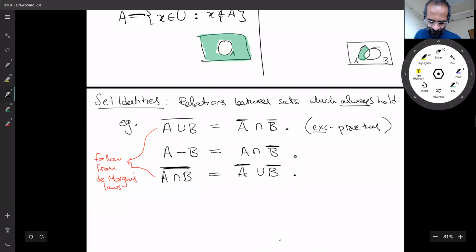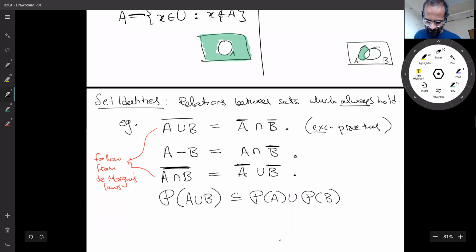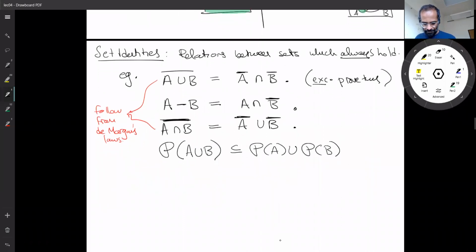There are a few maybe less obvious ones that are on the homework, like the power set of A union B is contained in the power set of A union the power set of B. But these are actually not equal. These are again things you'll prove on the homework. Wait, how's that? Sorry, I got it backwards.